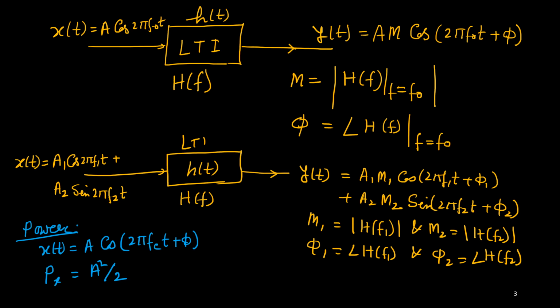Okay, it does not depend on the frequency fc or the phase phi. It's only depending on the amplitude A, and average power is A squared by 2. So we need to know the amplitude of the sinusoidal signals. So these are the important. This phase is not important at all if we are calculating the power.